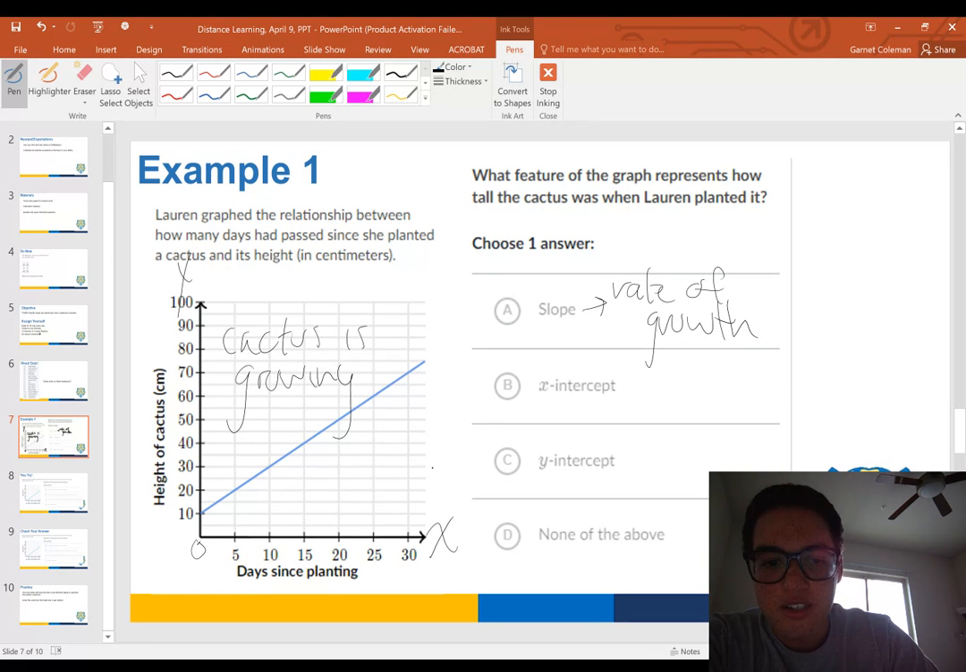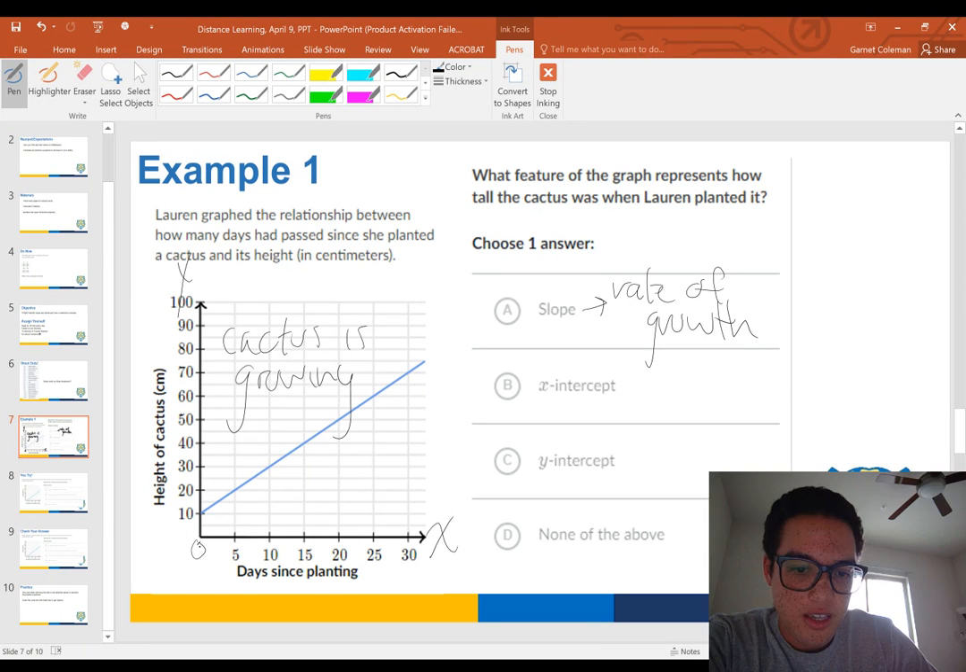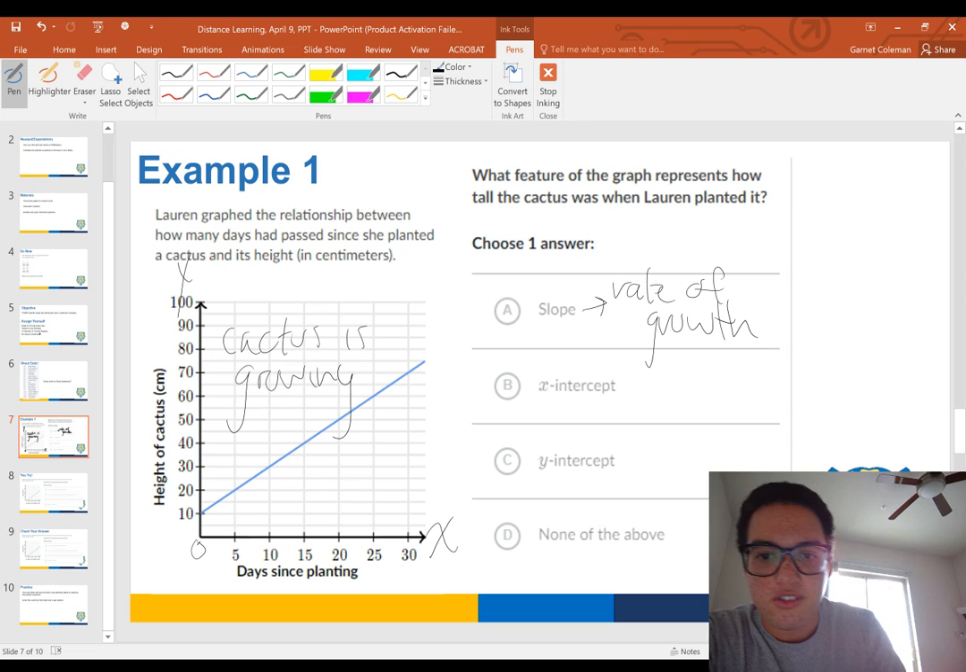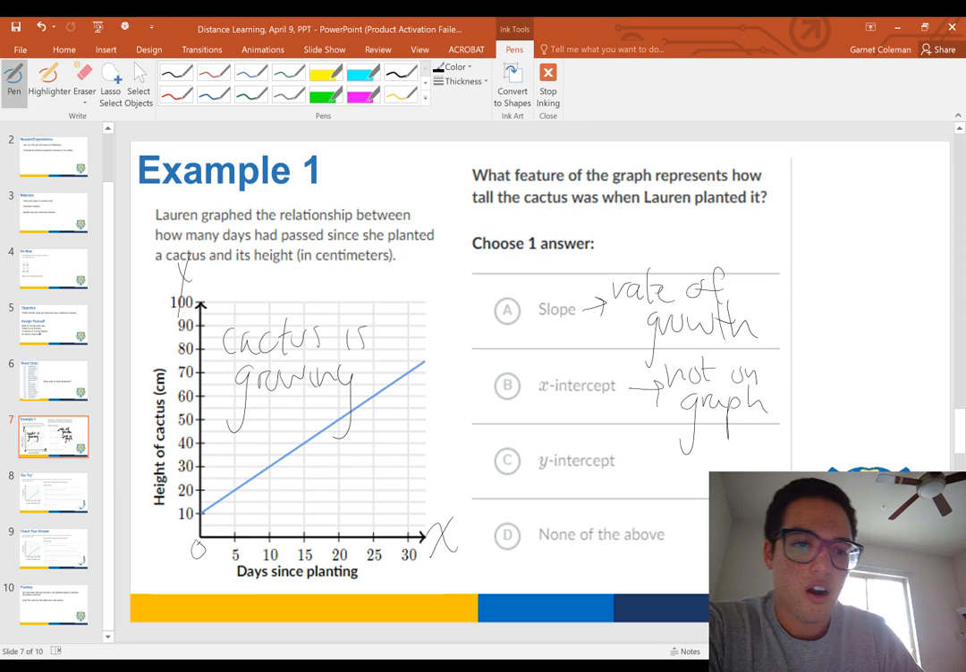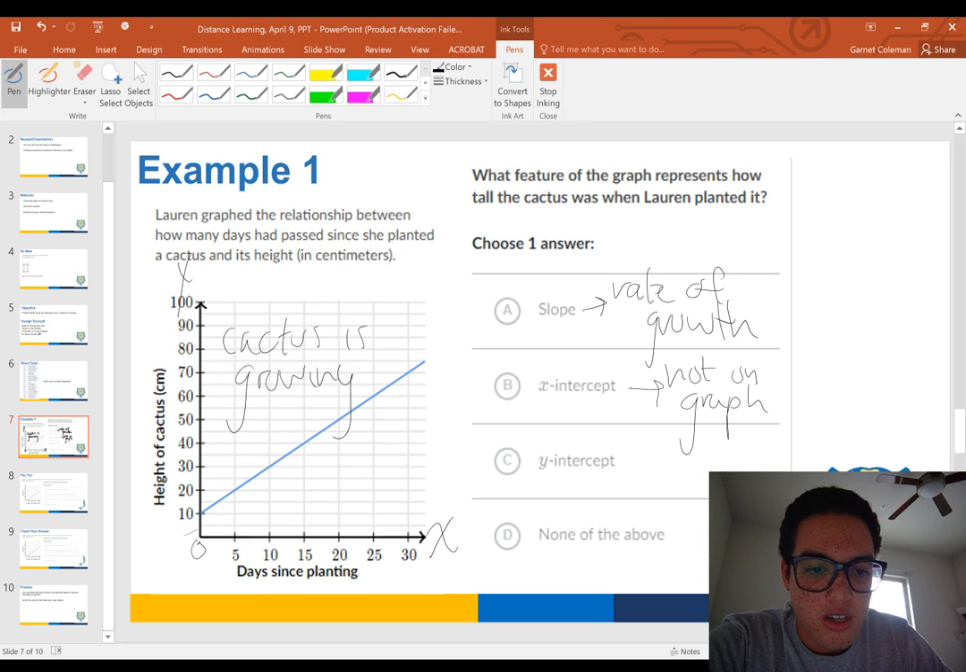The x-intercept is when the graph crosses this x-axis down here, and I actually don't see it on here at all. So I'm going to write "not on graph" because there's no part of this situation where it's crossing this horizontal axis.